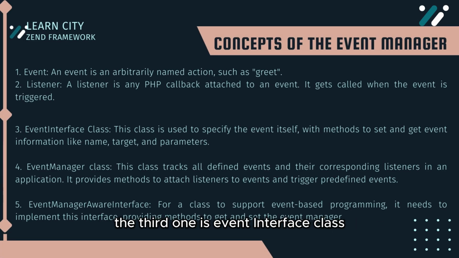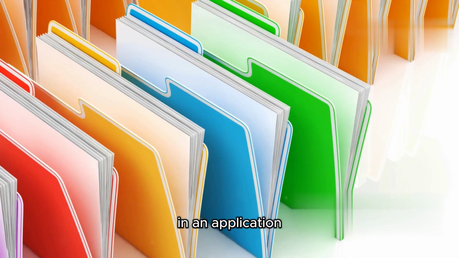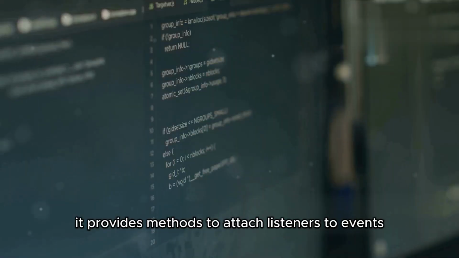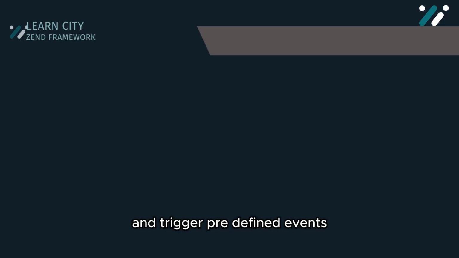The third one is the Event Interface class. This class is used to specify the event itself, with methods to set and get event information like name, target, and parameters. The fourth one is the Event Manager class. This class tracks all defined events and their corresponding listeners in an application. It provides methods to attach listeners to events and trigger predefined events.